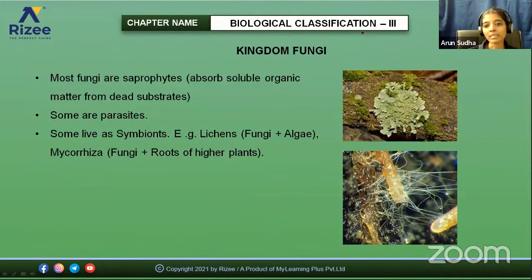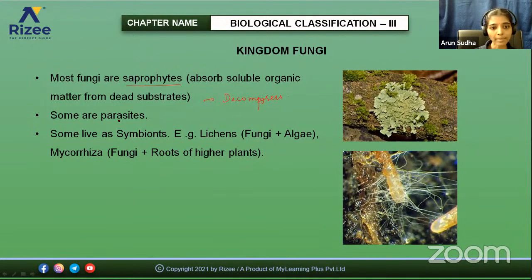Then we'll see about the other properties. Most of the fungi are saprophytes. You already know what a saprophyte is. That is, they absorb matter from dead substrate. They are dependent on dead and decaying matter for their food. That's why they act as decomposers. How do they act as decomposers? They feed on this dead organic matter, so they help in the decomposition of those dead organisms.